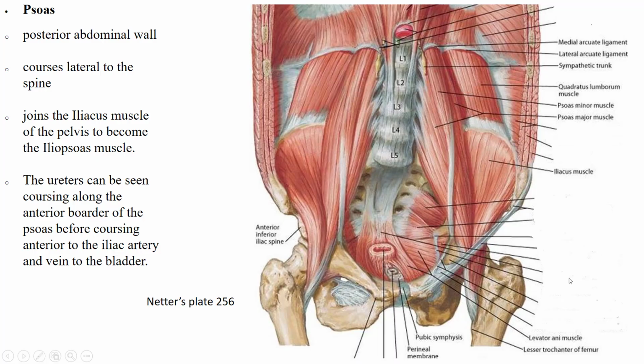Well, we covered most of the details in the previous slide. This view in Netter's gave you a better image of the psoas muscle and the iliacus muscle and how they join together just as they exit the pelvis to become the iliopsoas muscle deep to the inguinal canal. And the ureters course anterior to that psoas muscle. The psoas muscles, left and right, are lateral to the spine.